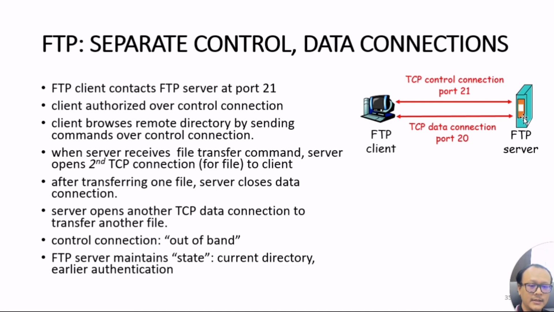Because the client requests to download data, the server will upload or transmit the data to the client. After transferring one file, the server closes the data connection. The server then opens another TCP data connection to transfer another file. This means that once the file has been transferred, port 20 will be closed, and then the server will wait for the client to give another command to transfer another file. Then they will open another connection using port 20.